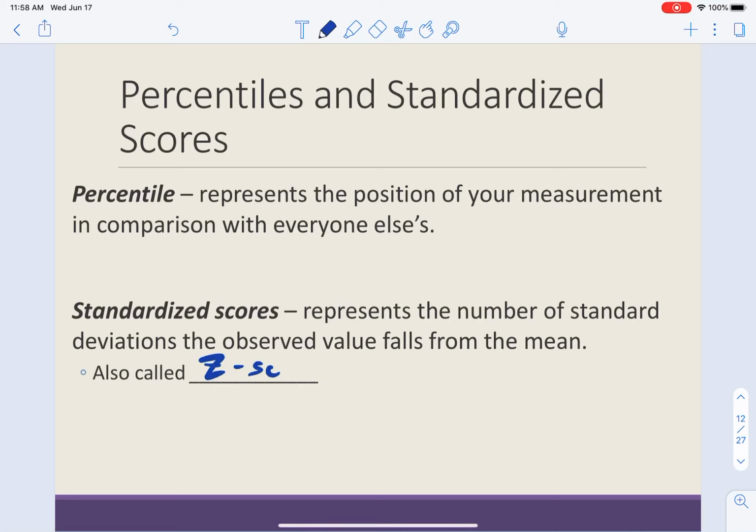This is also called a Z-score. I don't know why it's called Z. That's just, them's the rules. But that is called a Z-score, where we standardize a bunch of different things so we can do an easier comparison between two groups or three groups or whatever.